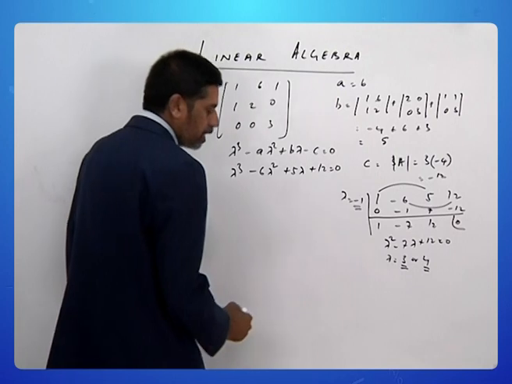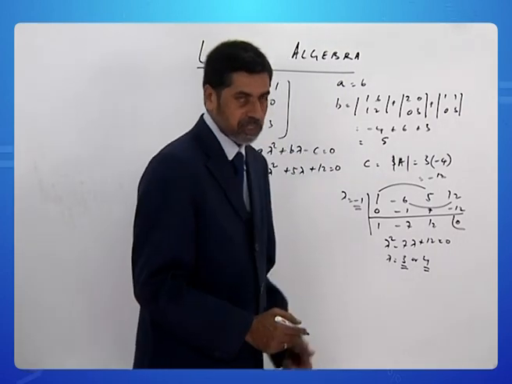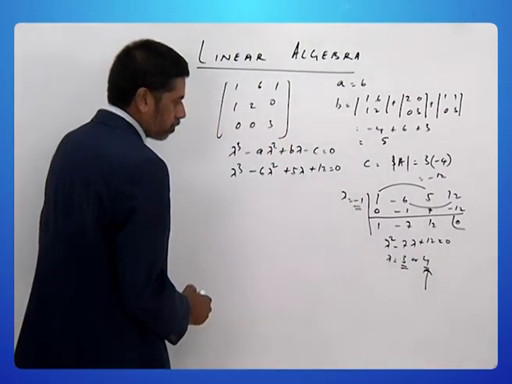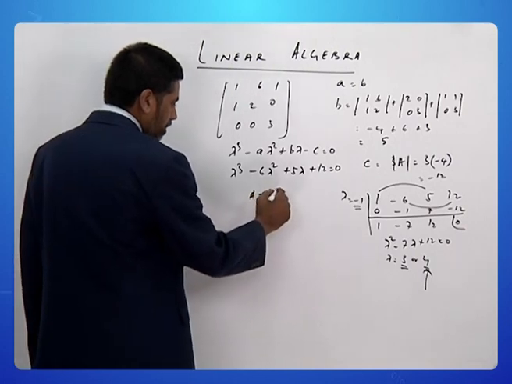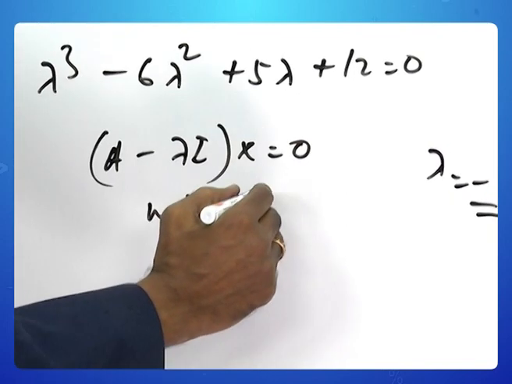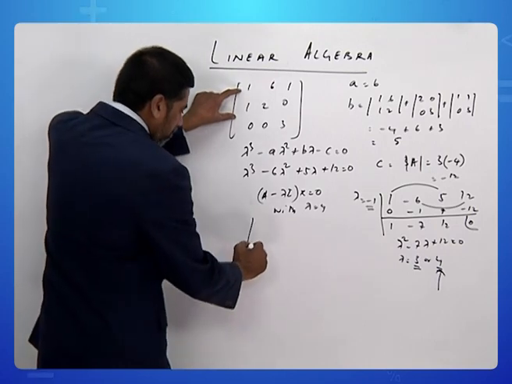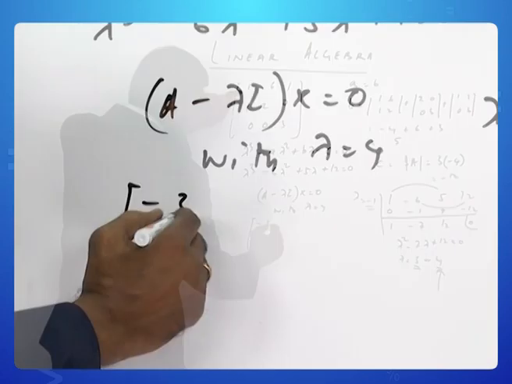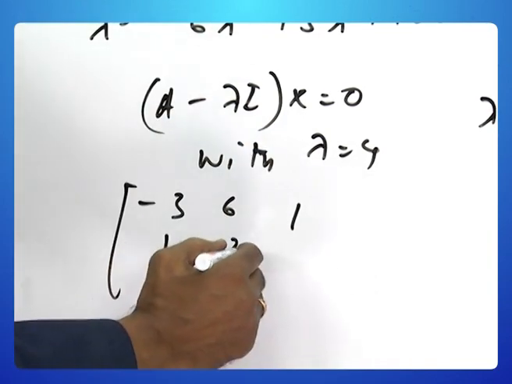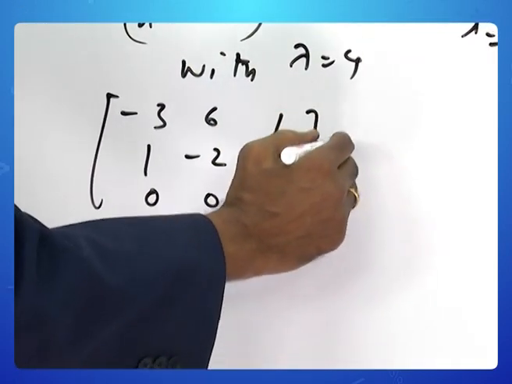These are the eigenvalues, and we are looking for the eigenvector corresponding to the largest eigenvalue. So we are interested in the eigenvector of lambda is equal to 4. So you take A minus lambda I into x is equal to 0 with lambda is equal to 4. So from this matrix I will get 1 minus 4 is minus 3, 6, 1, 1, 2 minus 4 is minus 2, 0, 0, 0, 3 minus 4 is minus 1.